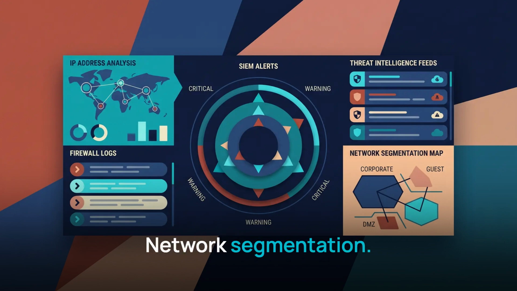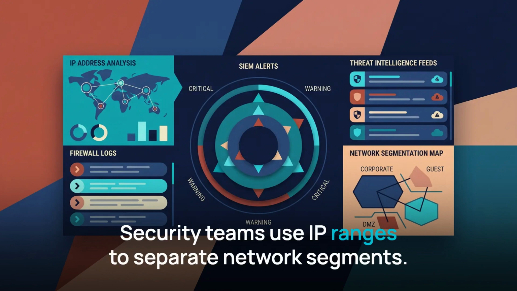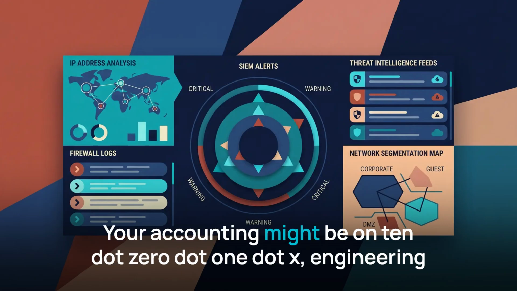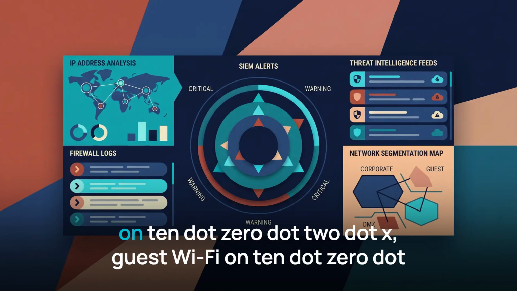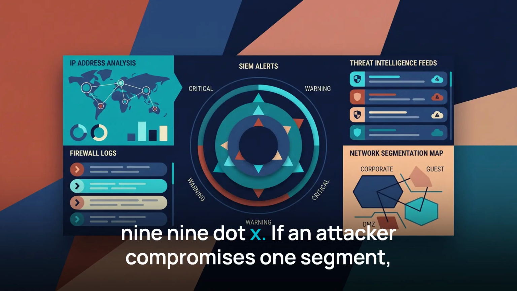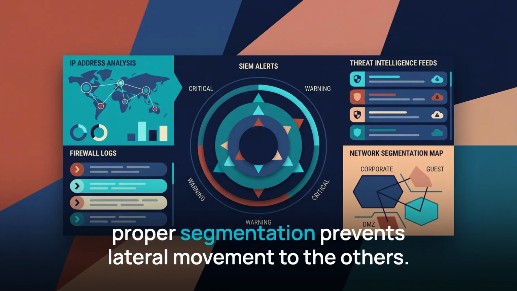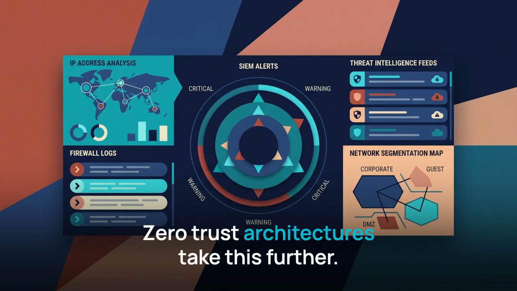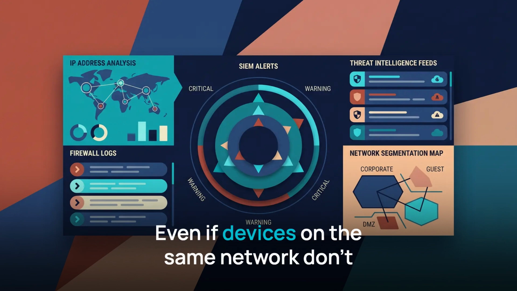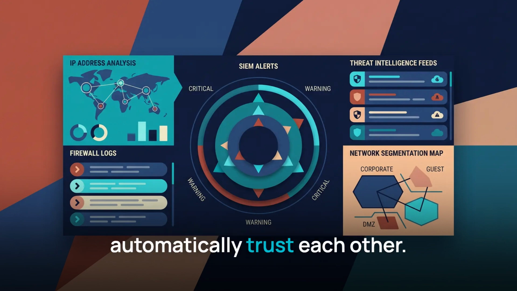Network segmentation. Security teams use IP ranges to separate network segments. Your accounting might be on 10.0.1.x, engineering on 10.0.2.x, guest Wi-Fi on 10.0.99.x. If an attacker compromises one segment, proper segmentation prevents lateral movement to the others. Zero trust architectures take this further, where even devices on the same network don't automatically trust each other.